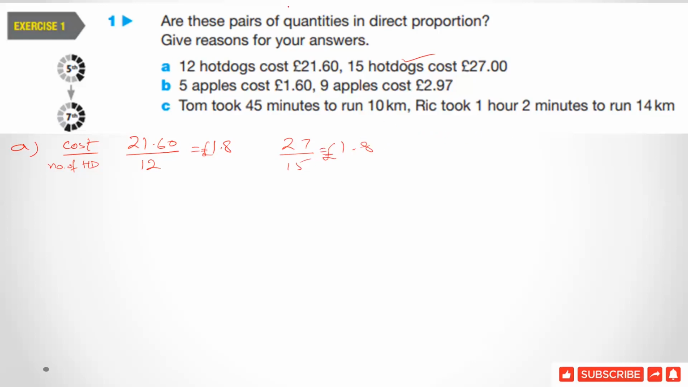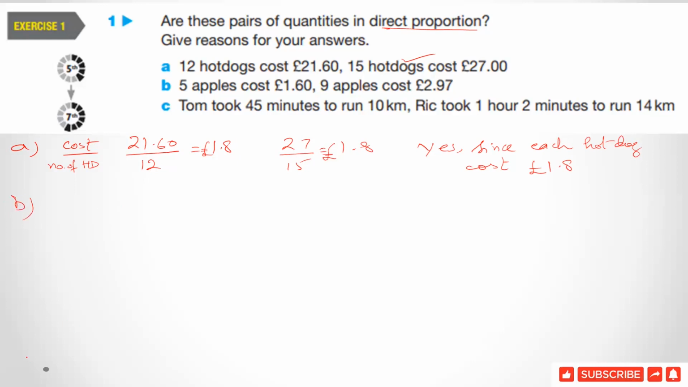So if they ask whether these quantities are in direct proportion or not, we say yes, these are in direct proportion. And how do we give the reason? The reason we write here is: since each hot dog costs 1.8 pounds.